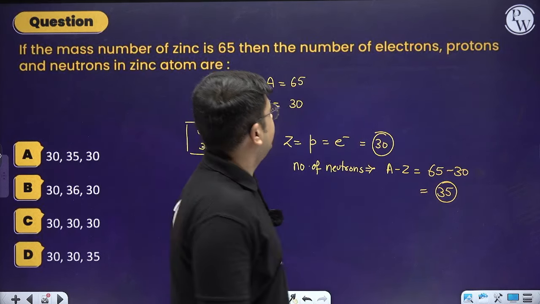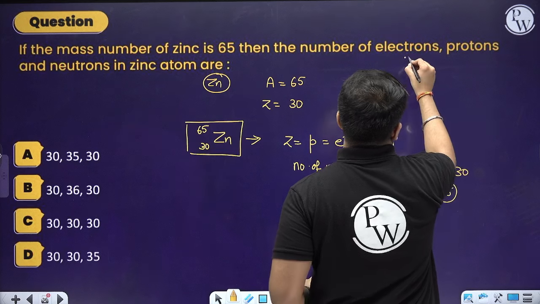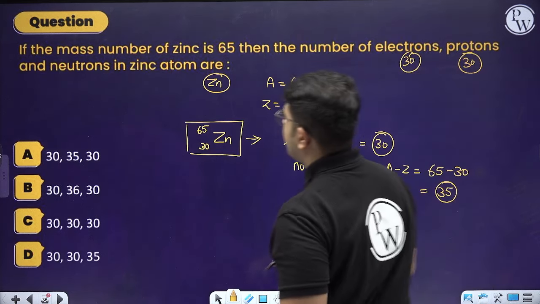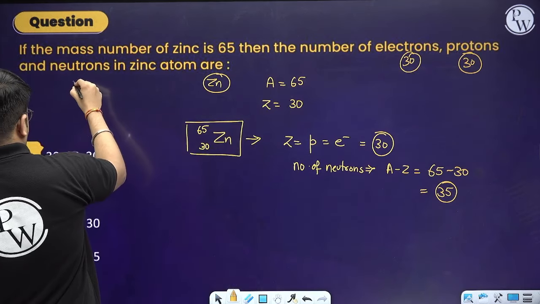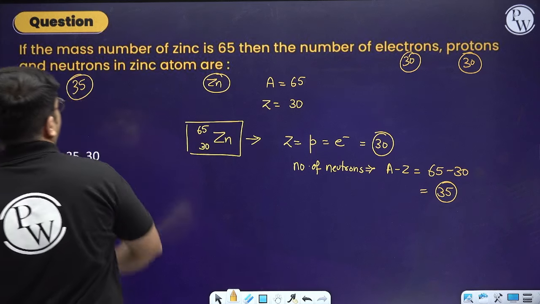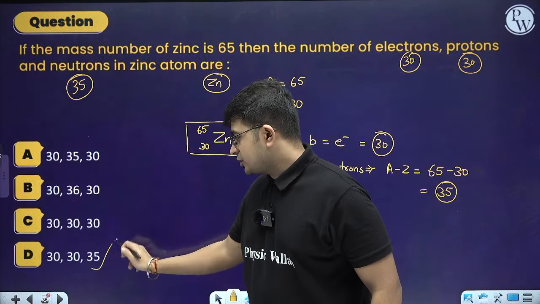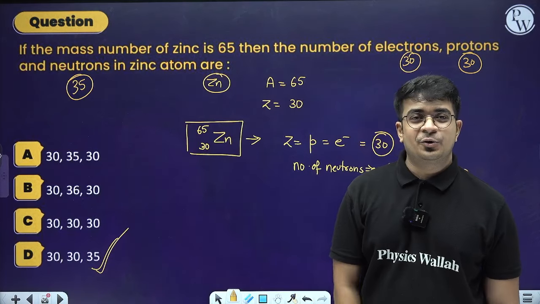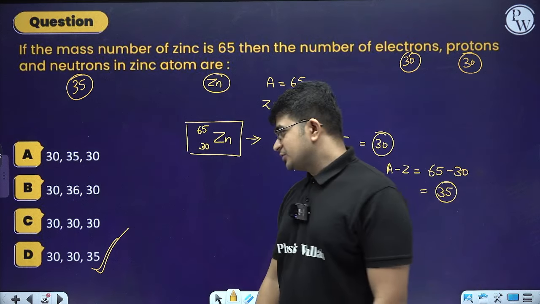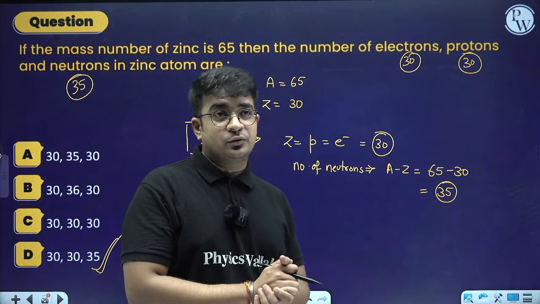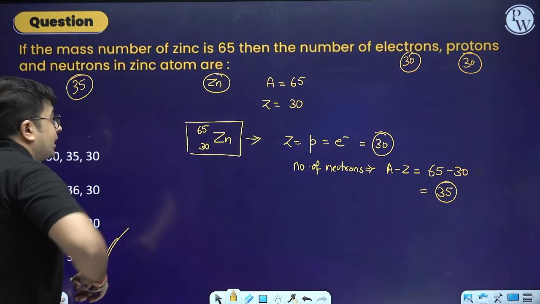So you can say the number of electrons is 30, the number of protons is again 30, and the number of neutrons is basically 35. So the final answer will be 30, 30 and 35, which is option number D. I hope the entire part is clear to everyone. So that is the entire analysis about the basics of this particular chapter. We have discussed the entire portion.